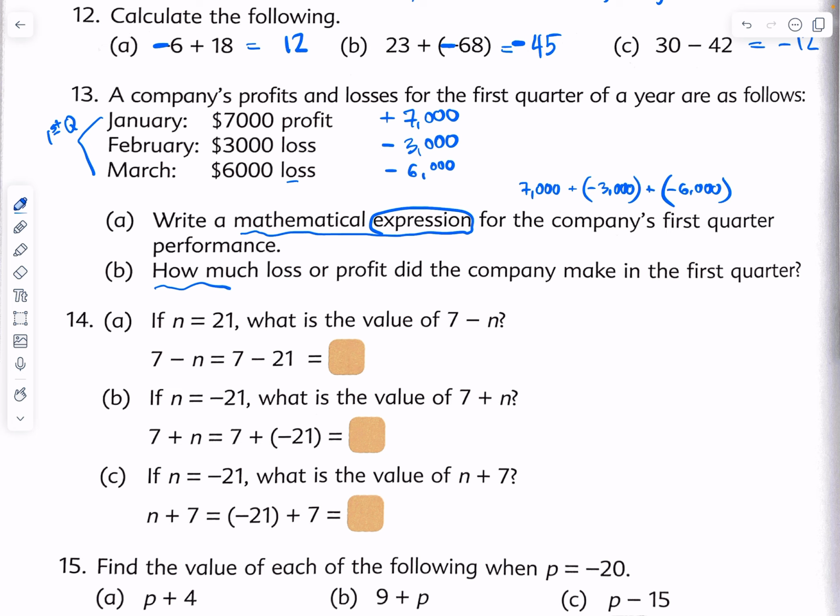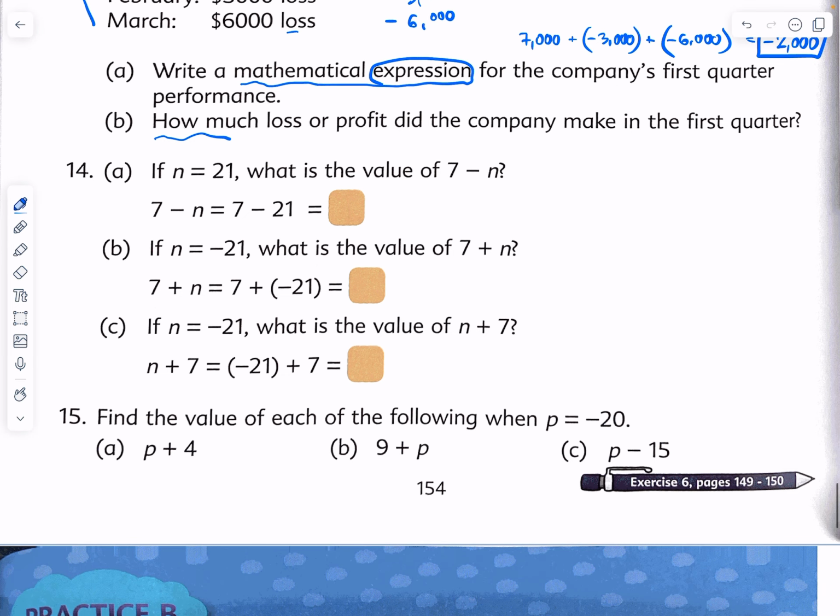Now, how much? Let's calculate the expression. We go step by step. 7,000 minus 3,000 gives you 4,000 minus 6,000. All together, they lost $2,000. They lost $2,000.